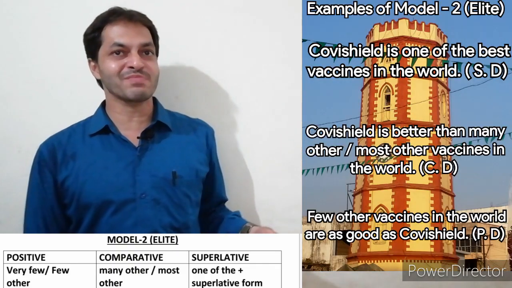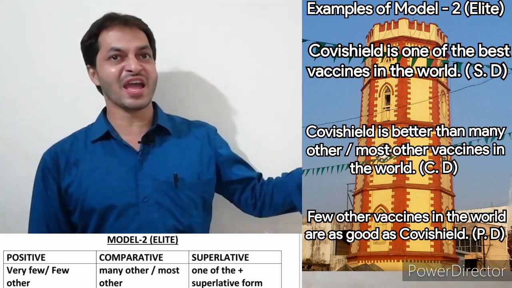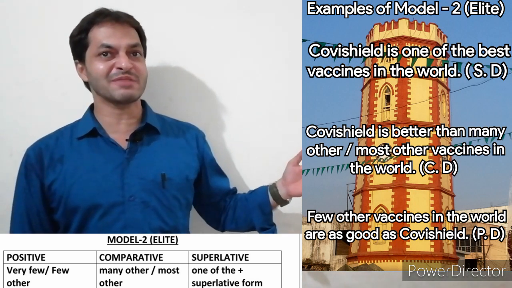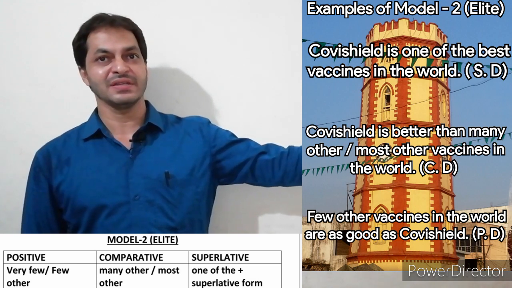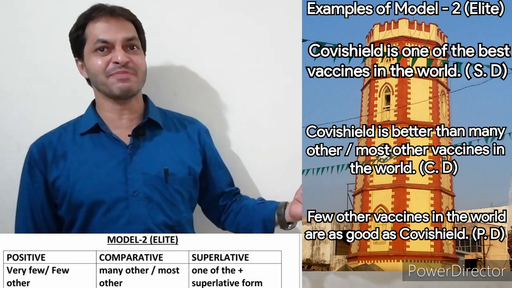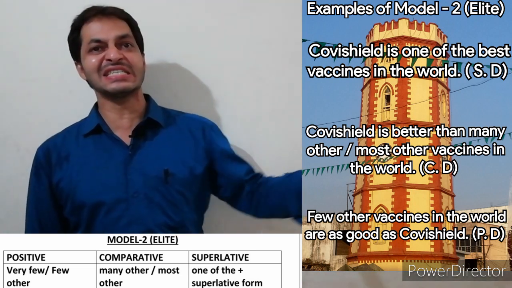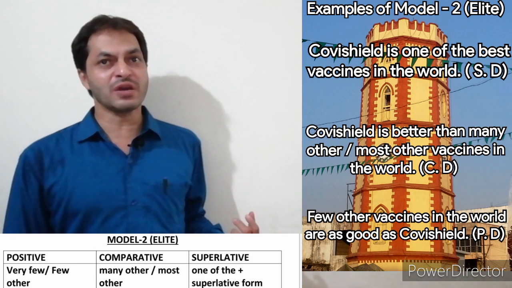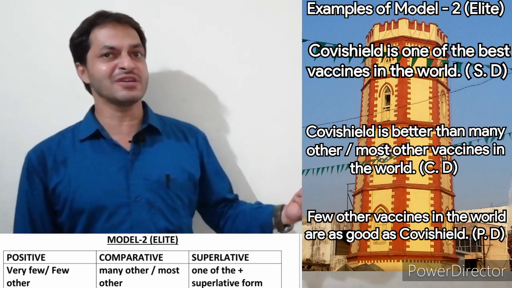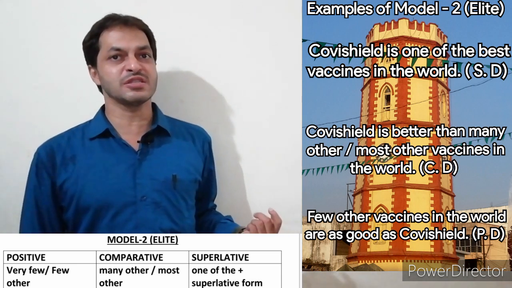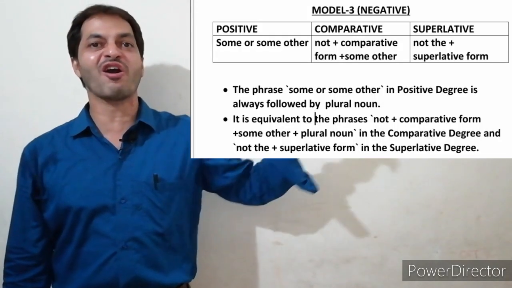Let us get through the examples of Model 2 or elite. For example, Covishield is one of the best vaccines in the world. This is superlative degree. Covishield is better than many other or most other vaccines in the world. This is comparative degree. Few other vaccines in the world are as good as Covishield. This is positive degree.